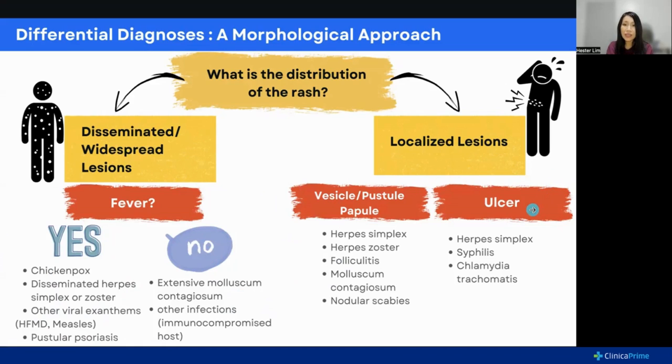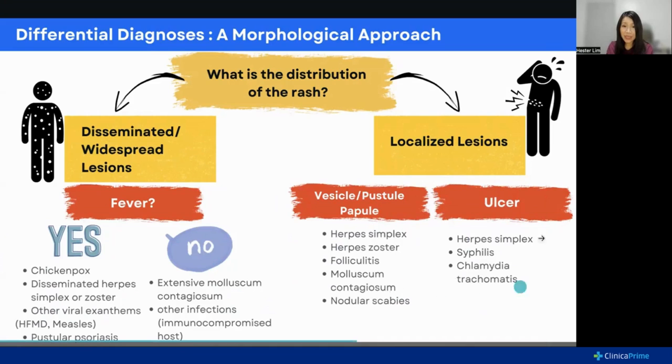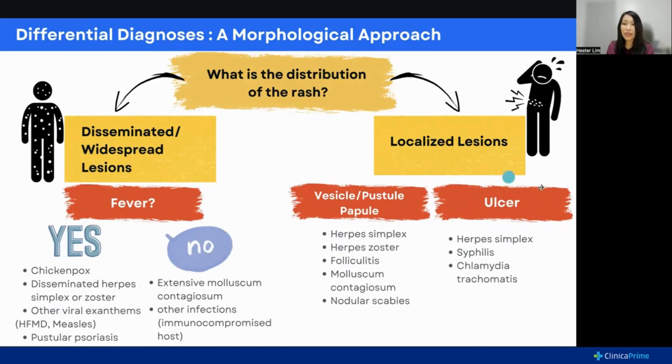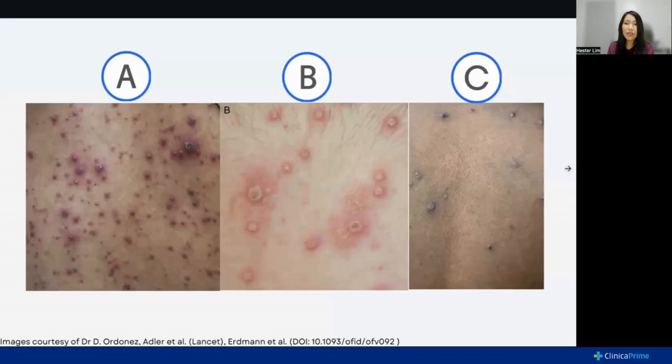And of course, for localized lesions, it's also important to identify whether you're dealing with vesicles, pustules, papules, or ulcers. And in fact, you still have to assess morphology when we are considering differential diagnoses for febrile patients as well. So for example, I want you to look at the pictures A, B, and C, and which one do you think here is Mpox? So in fact, A is a very classic case of chickenpox. B, in fact, is disseminated herpes zoster, and C is the Mpox case.